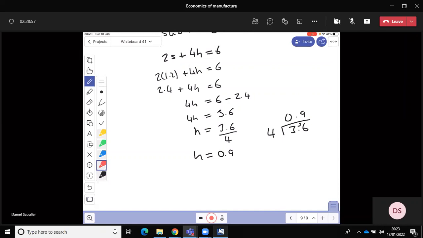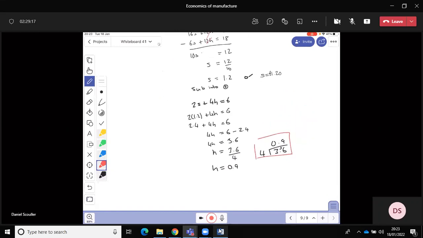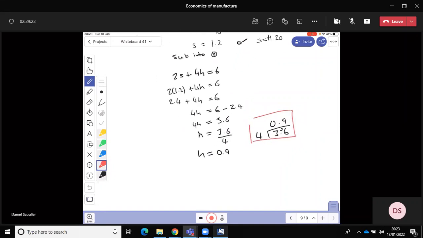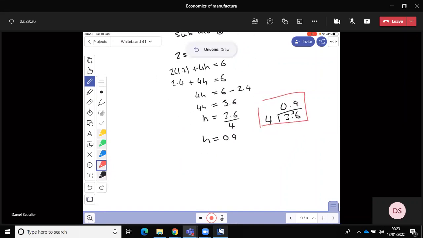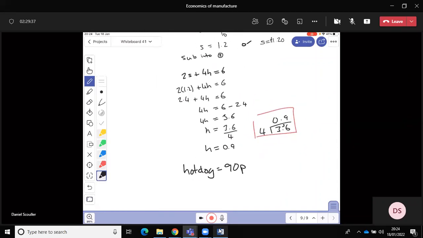Getting to 0.9. Setting a division up like that could be quite useful to you. Have a wee look, probably National 4 type stuff. So H equals 0.9. H is the hot dog. 0.9 is 90 pence. So 0.9 of a pound is 90 pence. So we've got hot dog, and we've got, what was the other sandwich?